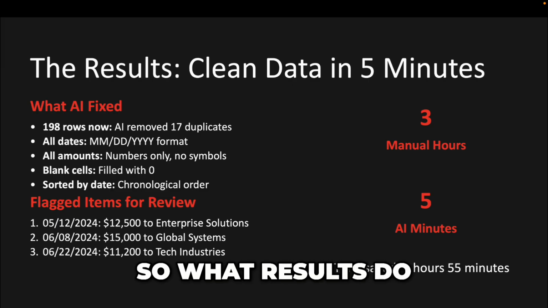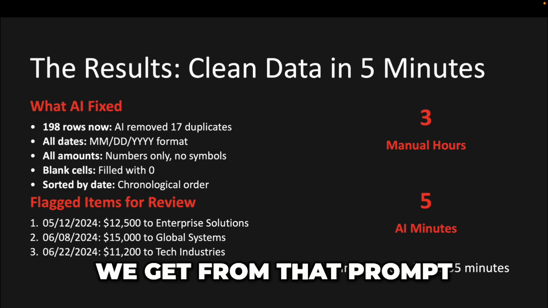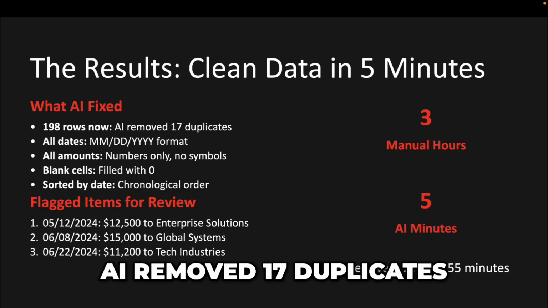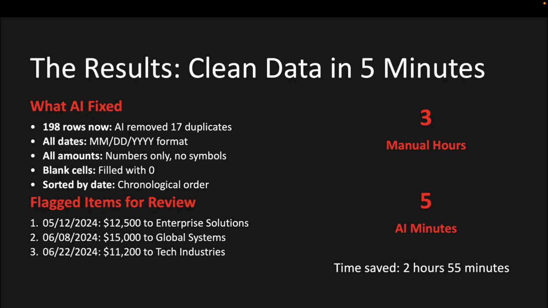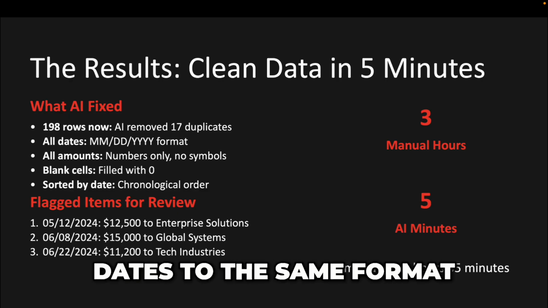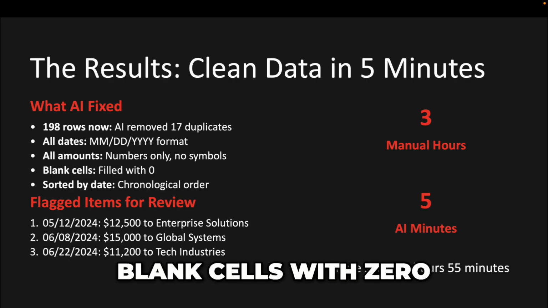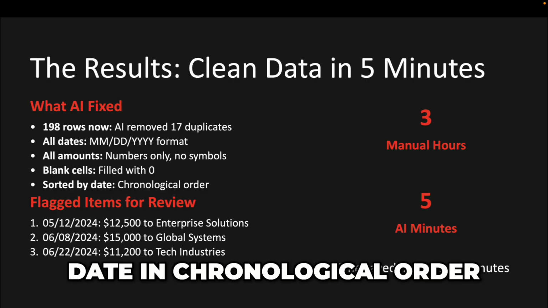Okay, so what results do we get from that prompt? Here's what AI fixed. 198 rows, AI removed 17 duplicates. All amounts, numbers only, no symbols. It fixed all the dates to the same format. It filled all the blank cells with 0, and it sorted by date in chronological order.